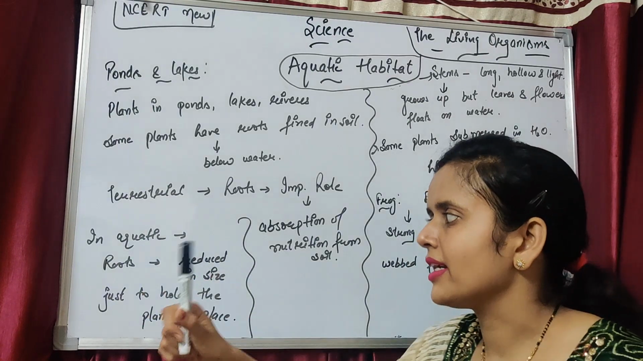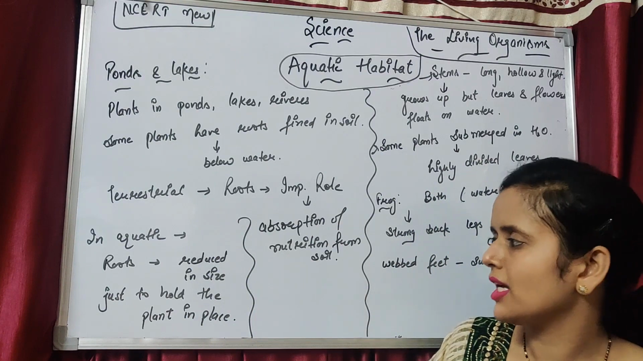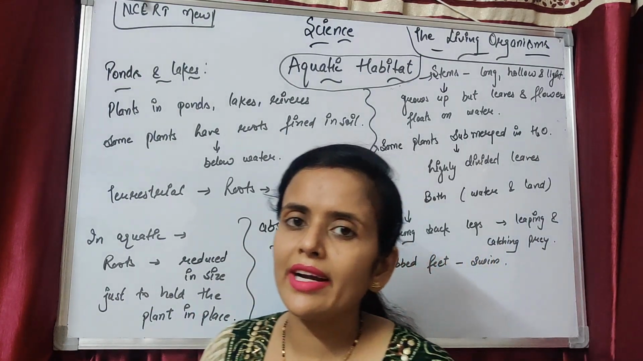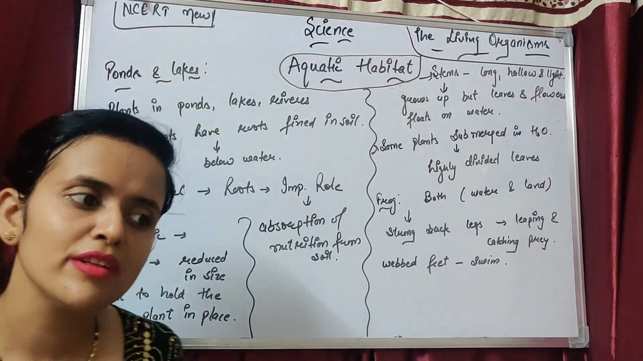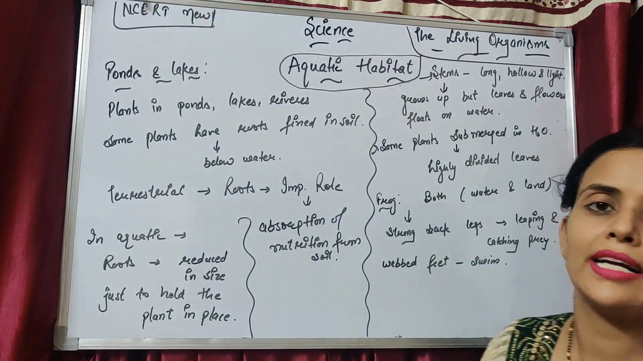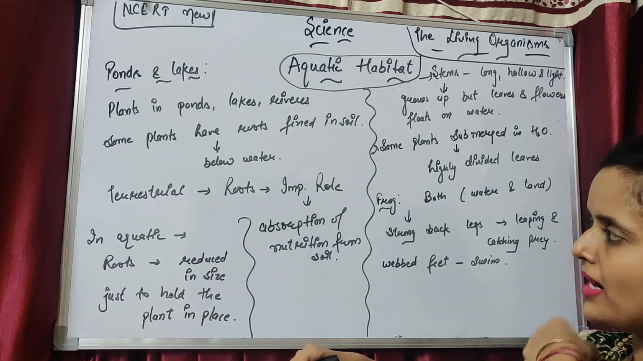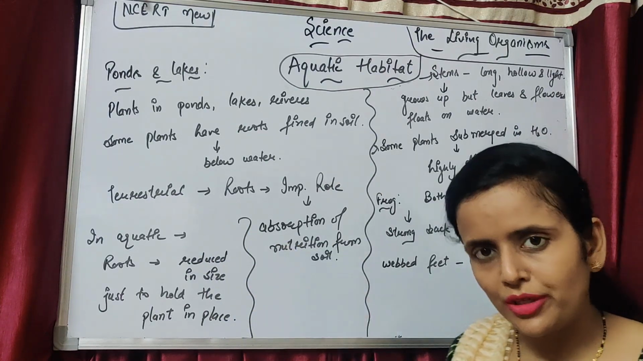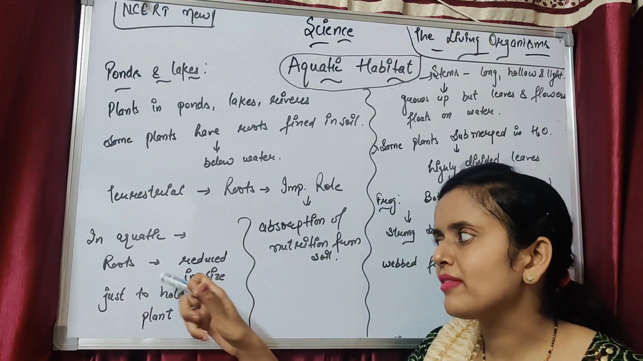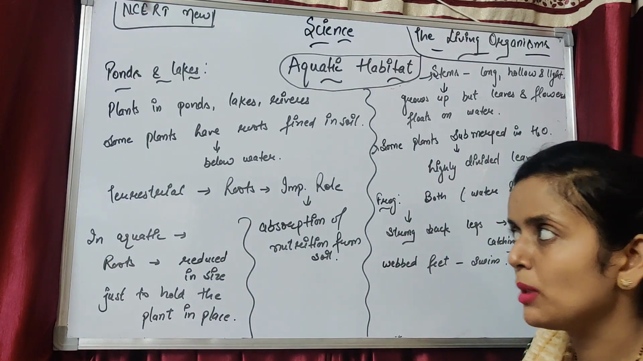But in aquatic plants, roots reduce in size. That means there are small roots in aquatic plants. They are just to hold the plant in place. The root in an aquatic plant doesn't absorb any nutrition or water from the soil. They have just one function, to hold the plant in its place. So this is the difference between the roots of plants. In terrestrial plants, roots play a very important role, absorbing nutrition and water from soil. But in aquatic plants, roots just reduce in size and only hold the plant in place.